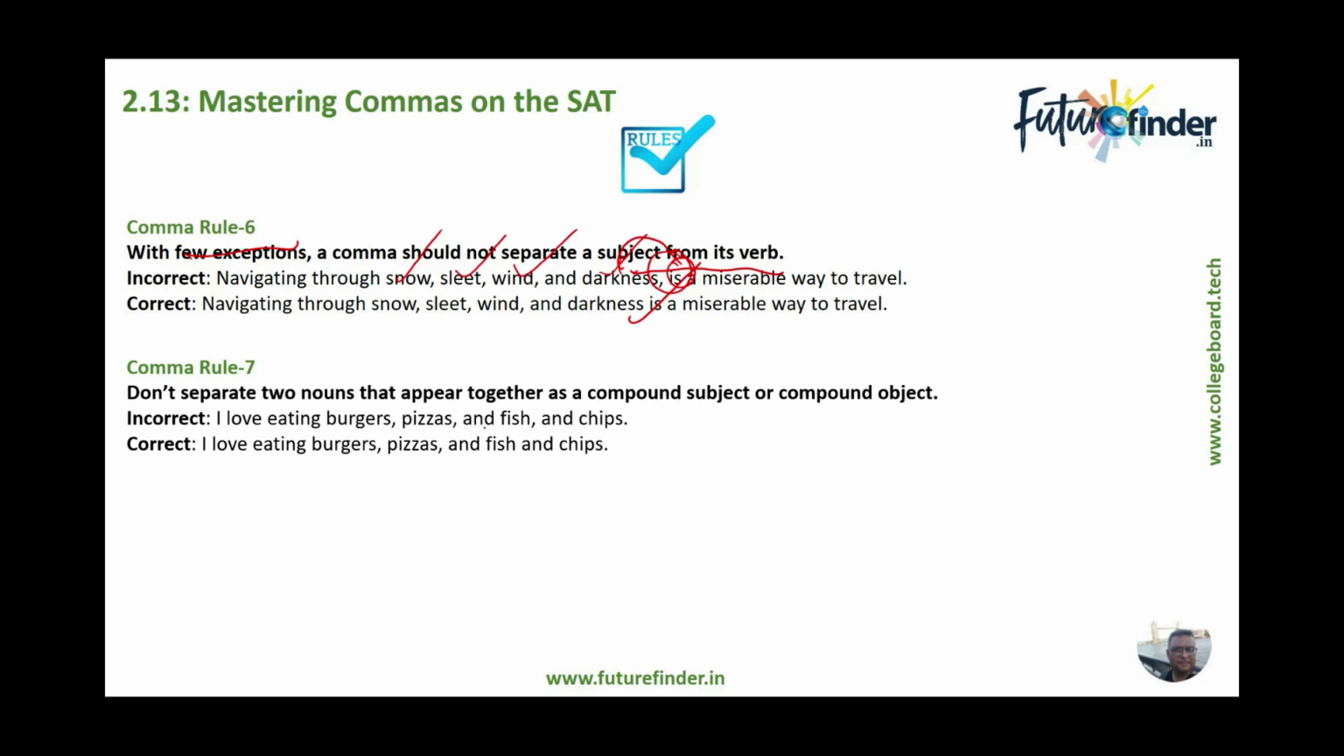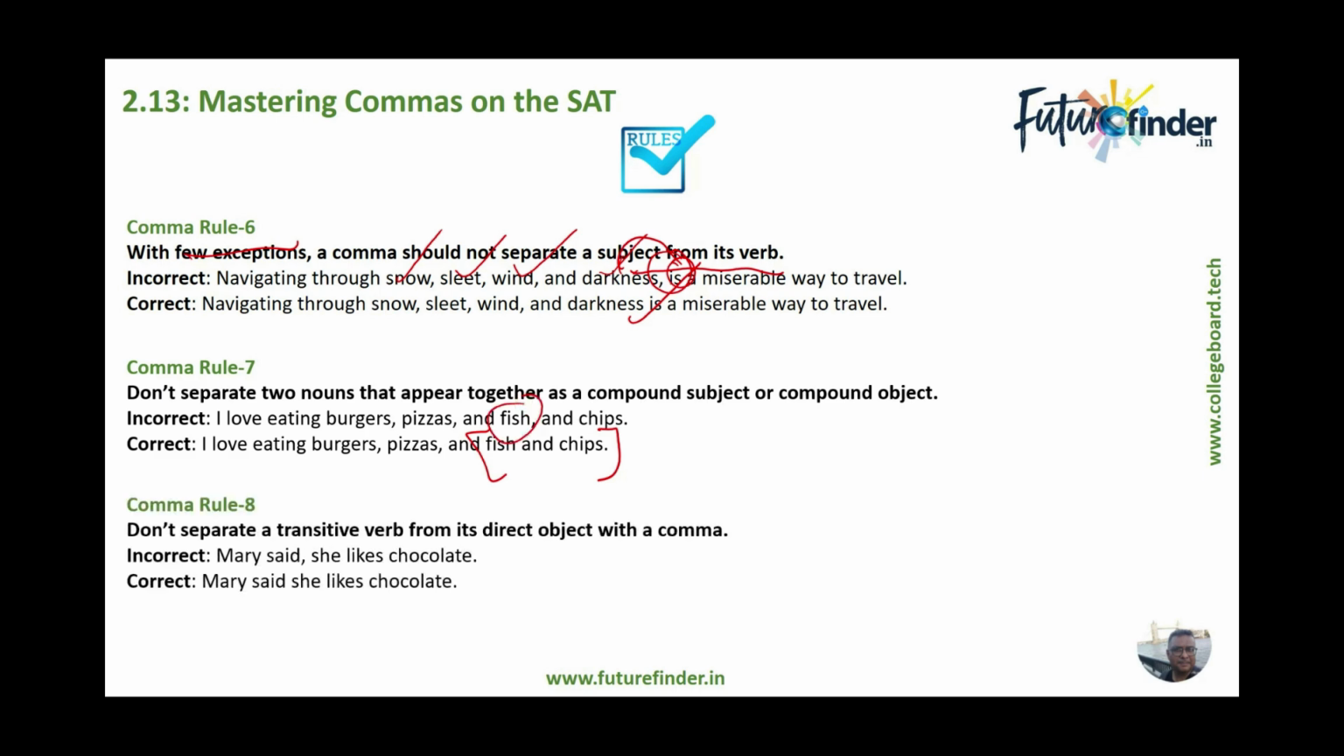Compound subjects like fish and chips, right? This is actually the name of a single thing, fish and chips. So obviously we cannot use a comma after fish. So compound subjects hardly ever use a comma out here, right? Don't separate a transitive verb from its direct object, like Mary said what, right? She likes to have chocolate. It is that same example that we saw, some painters painting, right? Some painters painting. So we don't use a comma between these two.